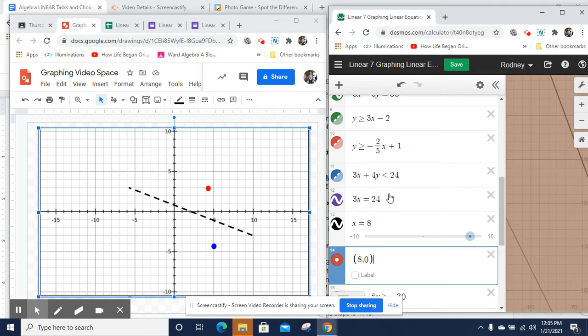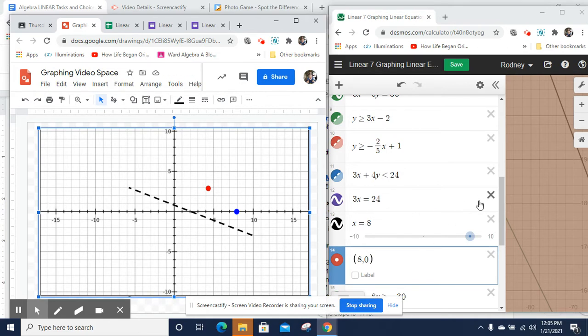Now, let's plot 8, 0. I'll use this one for that. So we'll move this up to the x-axis since it's the x-intercept, and we'll put it at the x value of 8. And there it is. Now let's find the y-intercept.